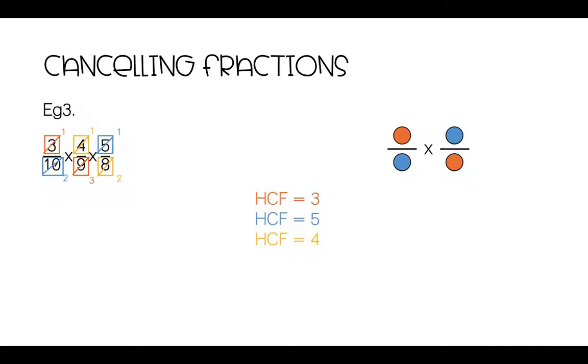Again, we write this sum out, replacing our previous values with our new cancelled down values. So we end up with 1/2 times 1/3 times 1/2. Again, we multiply the numerators and then multiply the denominators. So we end up with 1 times 1 times 1, which gives us 1. And 2 times 3, which gives us 6, times 2, which gives us 12. And so we end up with 1/12.